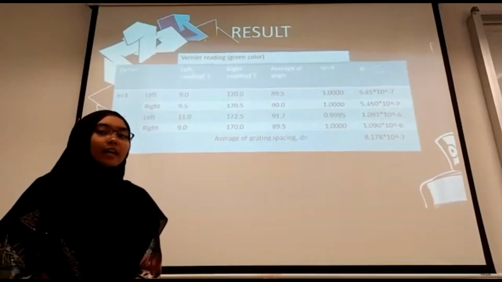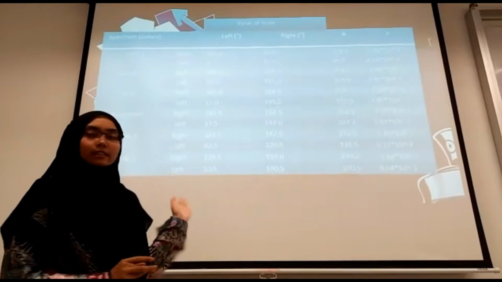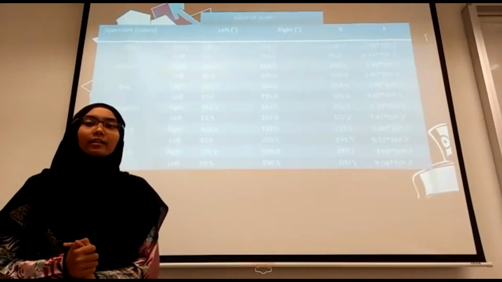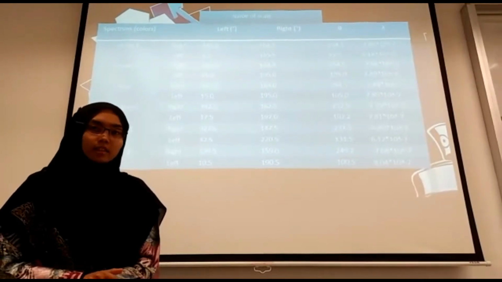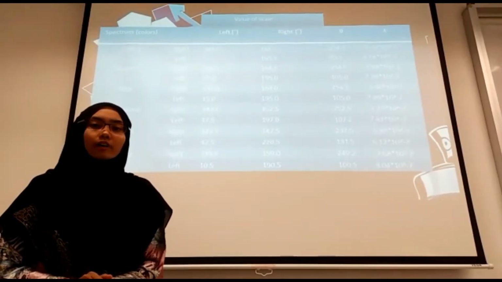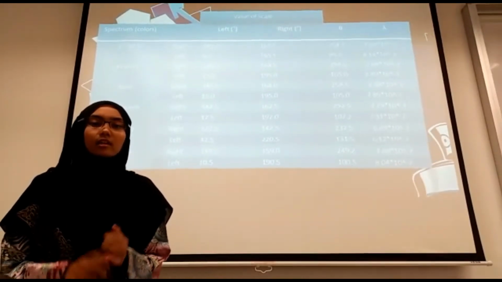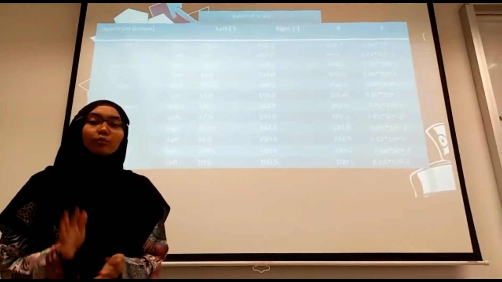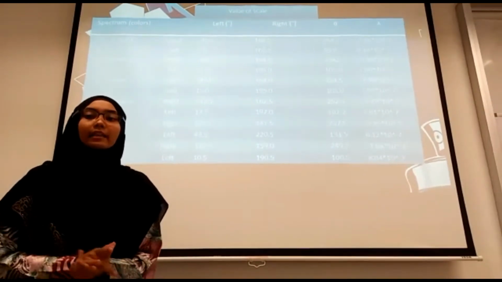Next. This is the second table, where we have to find the angle and the wavelength for the other spectrum colors, which are the 6 other colors. The first one is violet 1, violet 2, blue, blue-green, yellow 1, and yellow 2.